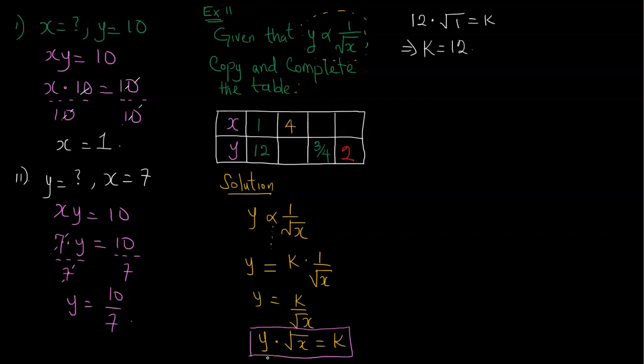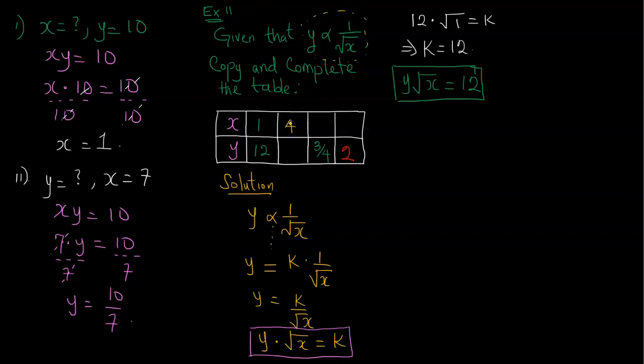Thus, the formula connecting y and root x becomes y root x. This is y times root x equals 12. This is the formula connecting the two variables y and, of course, square root of x. So what this tells us is that if we multiply the value of y and the value of root x, we are always going to get the constant 12.